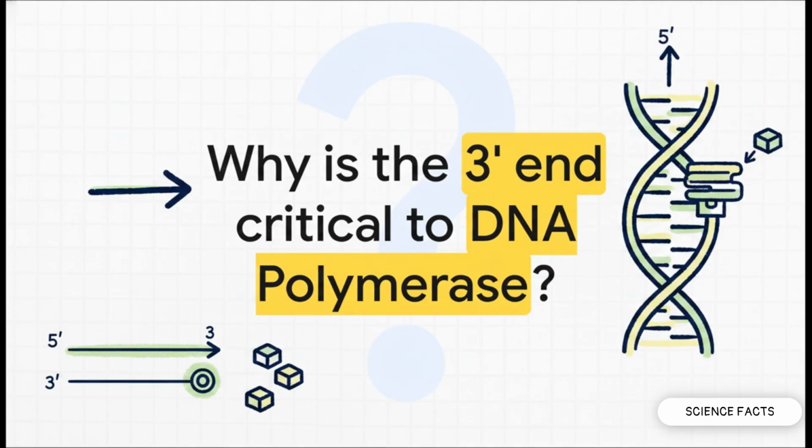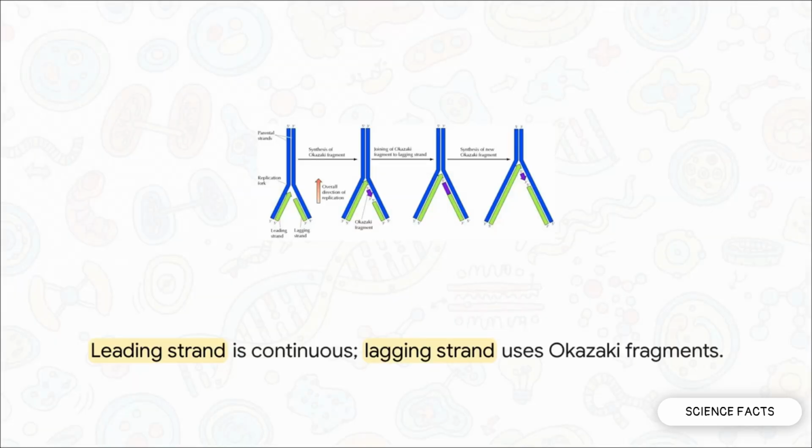Think of the 3' end as the absolute only functional docking station where new nucleotide cargo can be attached. Because of this, the new strand always has to be built in a 5' to 3' direction. Now, what's really wild is that this strict 3' rule creates a massive mechanical headache.